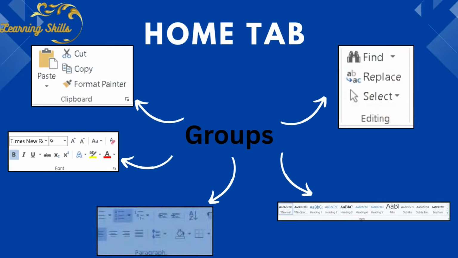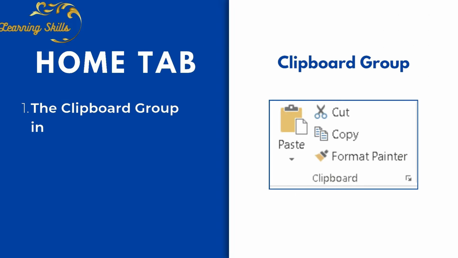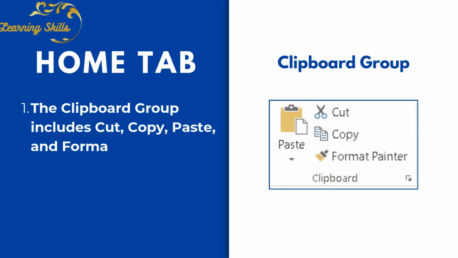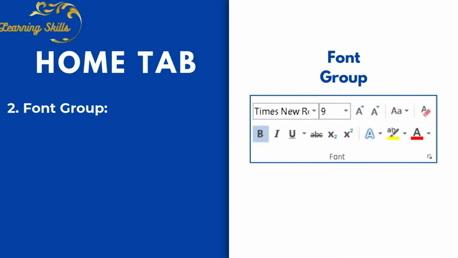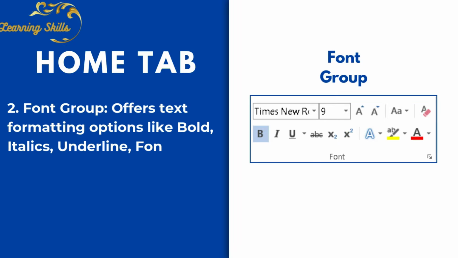The Home tab in MS Word contains 5 main groups. 1. Clipboard Group includes Cut, Copy, Paste, and Format Painter, allowing users to move and duplicate text efficiently. 2. Font Group offers text formatting options like bold, italics, underline, font size, color, change case, and text effects.